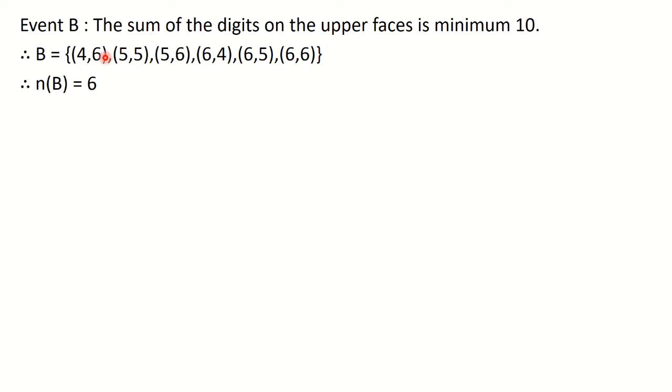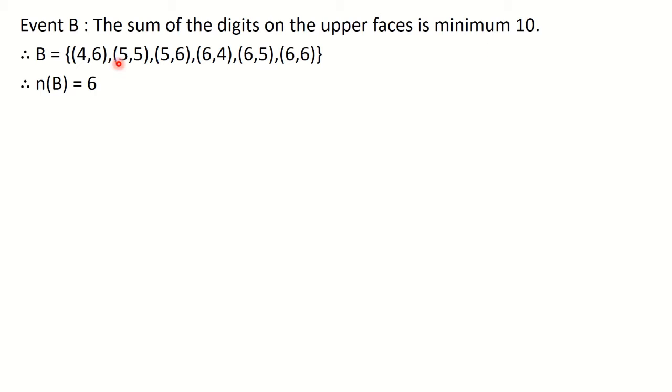Event B: the sum of the digits on the upper faces is minimum 10. Minimum 10 means more than 10 is allowed. As I have said, the highest sum here is 12. So we have to think of all the sums that are 10, 11 and 12. That means the sum of the numbers must be 10, 11 or 12. In the first three lines, where you have 1, 1, 2, 1, 6, 2, 1, 2, 2, 6, 3, 1, 2, 3, 6, you will not get any number where the sum is 10.